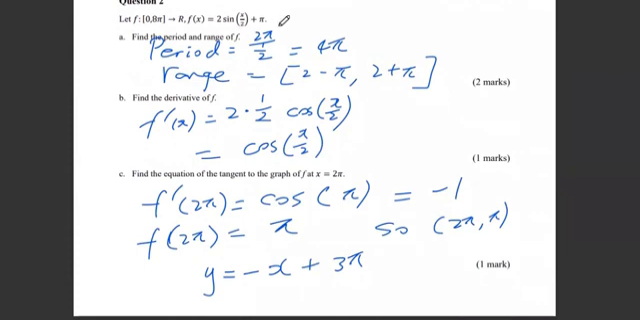The period of this will just be 2 pi on a half, which is 4 pi. Range is the amplitude plus minus the vertical translation. So it's 2 minus pi and 2 plus pi. So that's the range here.